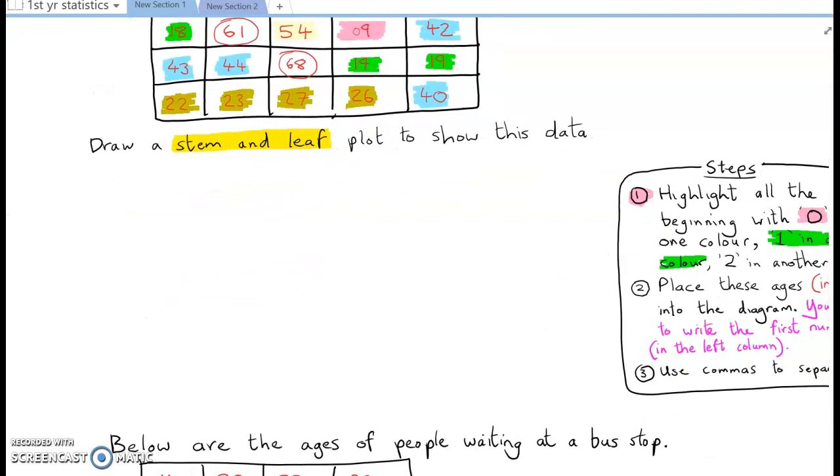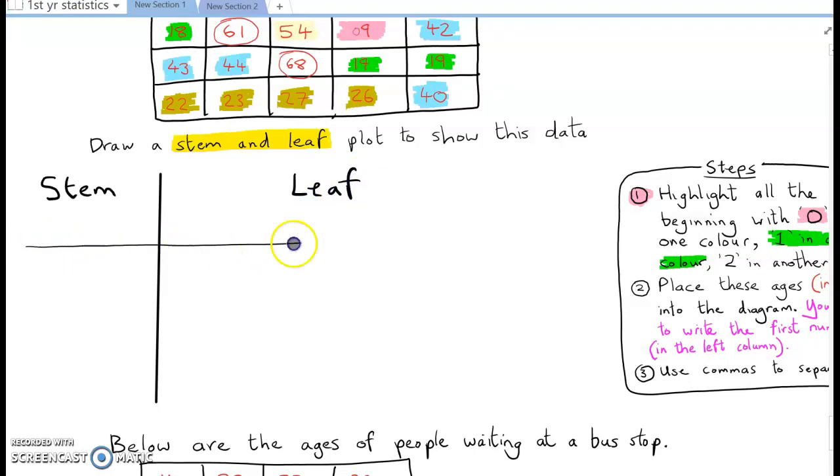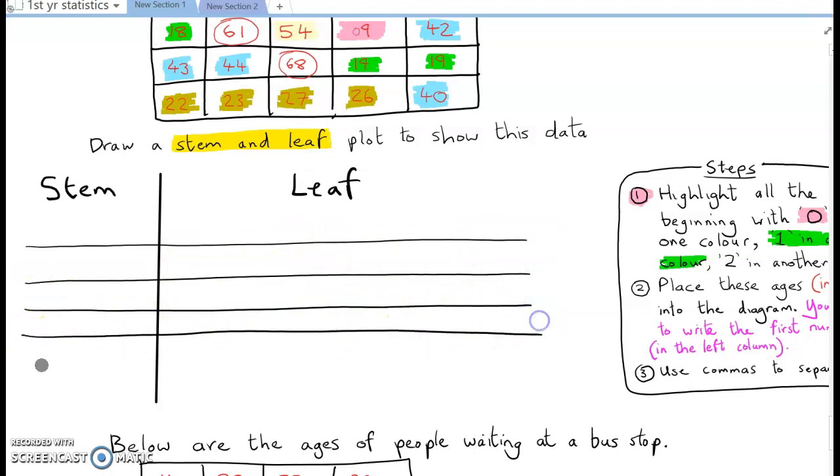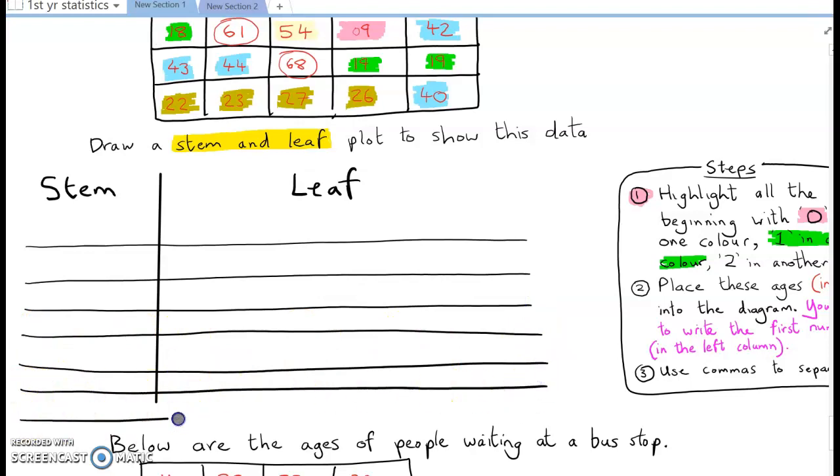Well, the diagram is very easy to make in a stem and leaf. All it is a line, straight down like that. Over here, we have the stem, and over here, we have the leaf. Now, in your copy, you'll have lines going across like that. You don't need to draw the lines. They will be in your copy already. It could be boxes or it could be lines. It's all the same. Just straight lines going across like that is fine.